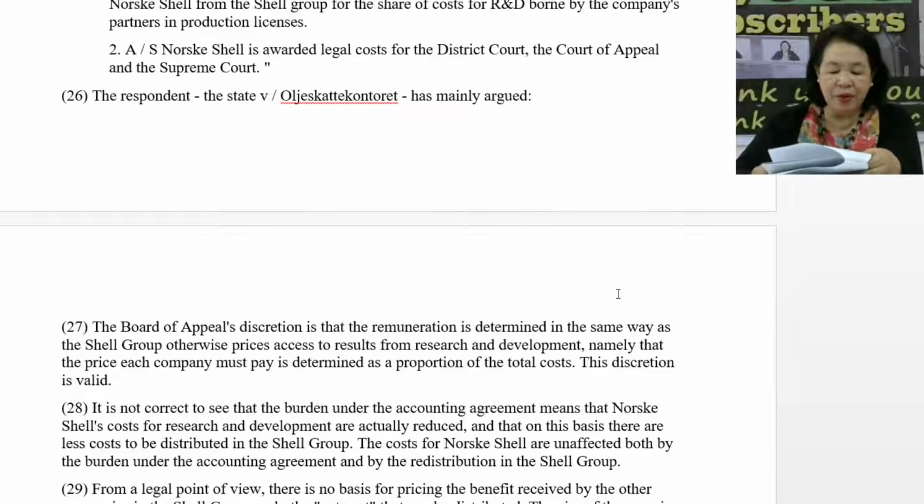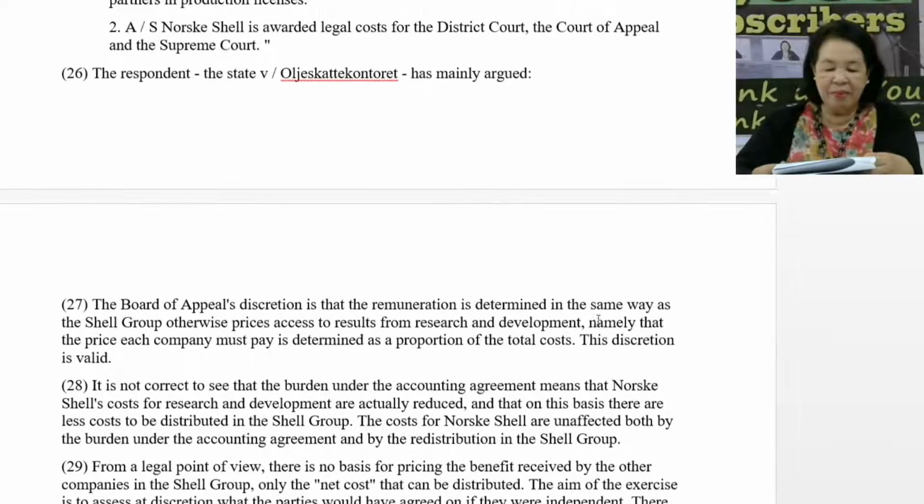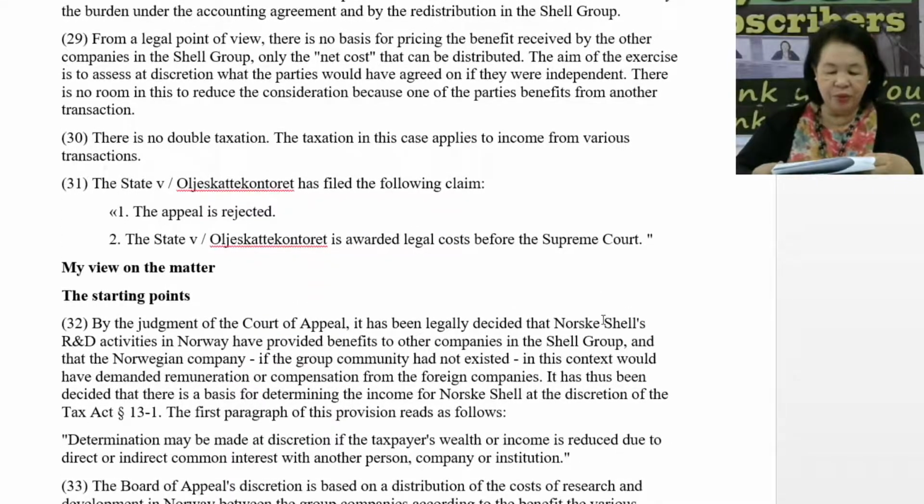So from a legal point of view, parang mahina yung argument, no? There is no basis for pricing the benefit received by the other companies in the Shell Group, only the net cost that can be distributed. The aim of the exercise is to assess at discretion what the parties would have agreed on if they were independent.